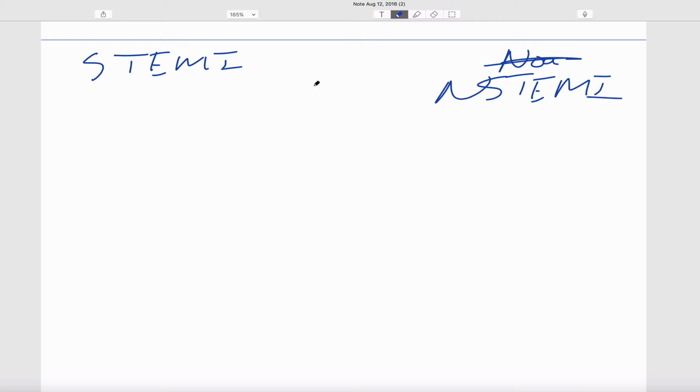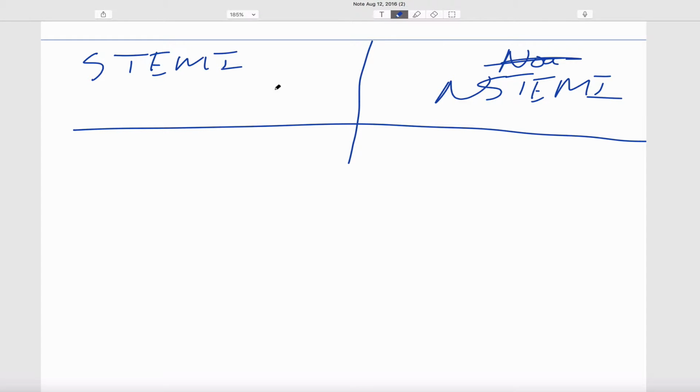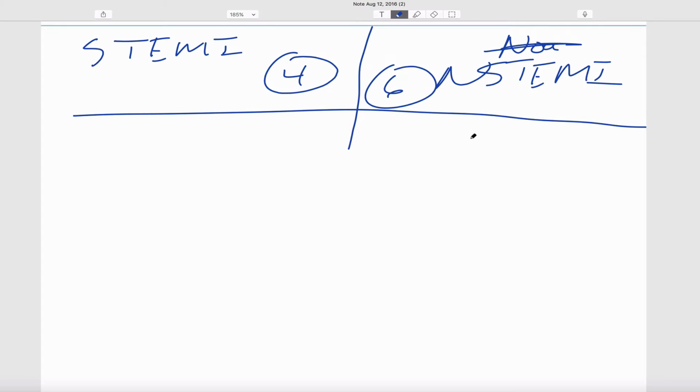And these will kind of be the 2 we talk about first. So for STEMI and non-STEMI, when I think about these, I like to think about the steps, the progressions that you go through, and what we need to know for each. I put the numbers 4 and 6 out here to know how many I need to know for each of these.